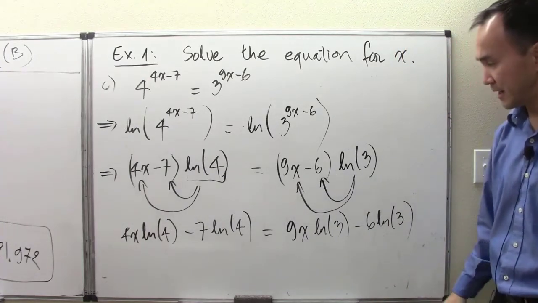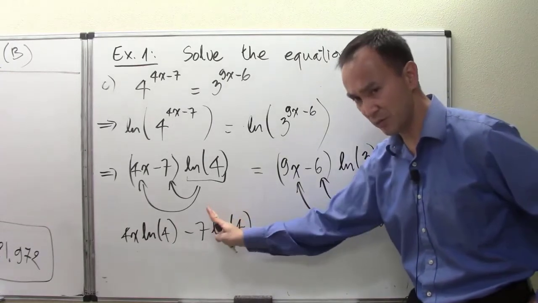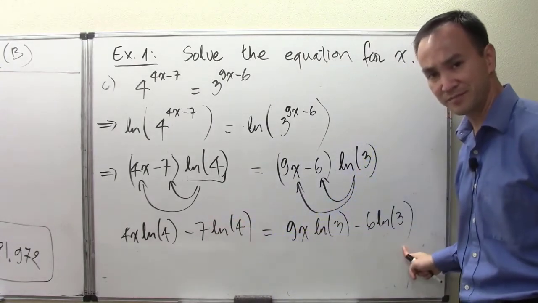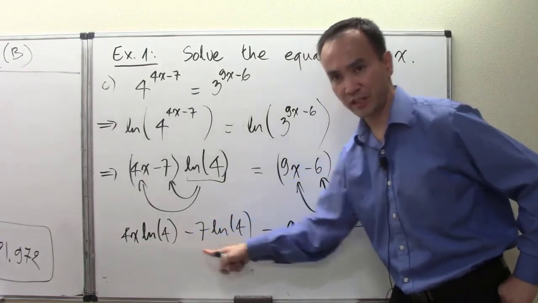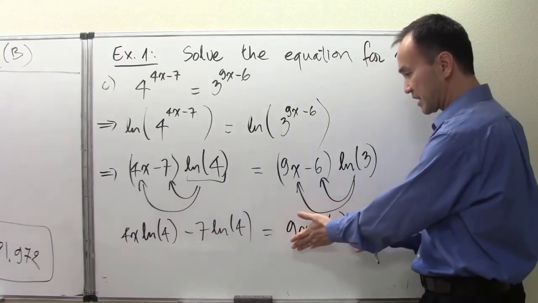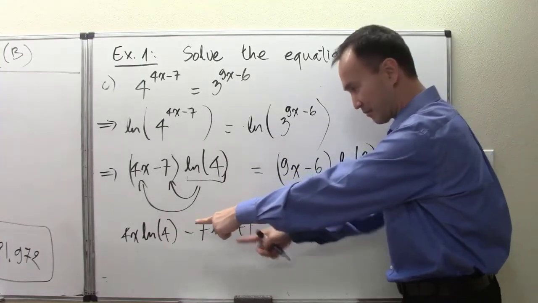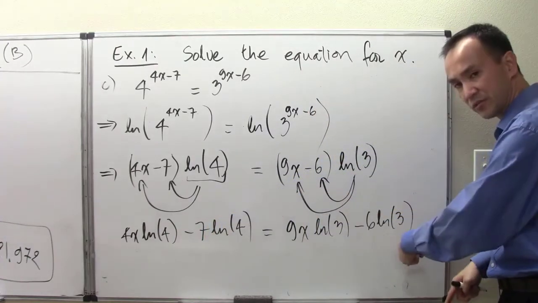All right, and now these are constant terms, or in another way of saying, these are like terms on the two opposite sides right here. And then these are like terms. We can rearrange the terms here. So now I'm going to bring the 9x here to the other side, and I'm going to bring all of the 7 natural log of 4 here to the right hand side.